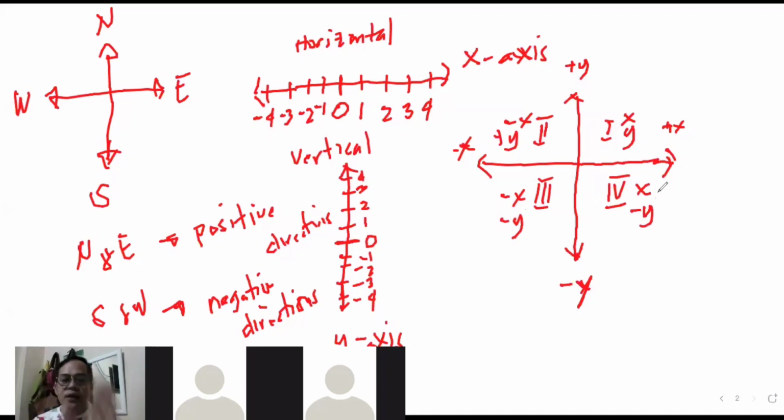Okay, so we formed a Cartesian plane, and these are the values of your x and y in each of the quadrants. So you will see quadrant 1, x is positive, y is positive. X is negative, y is positive for quadrant 2. All are negative in quadrant 3, and in quadrant 4, x is positive and y is negative.